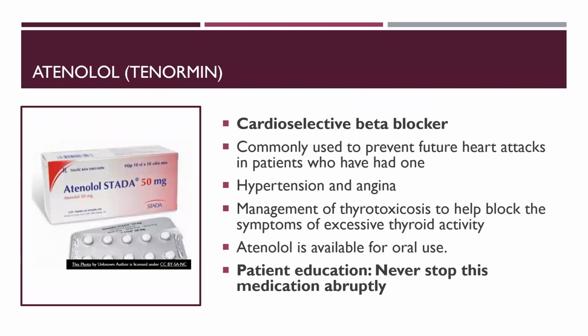The first one we've got is atenolol. It's a cardioselective beta blocker. It's commonly used to prevent future heart attacks in patients who have had one. It can also be given for hypertension and angina, and for management of thyrotoxicosis to help block the symptoms of excessive thyroid activity, and it's available for oral use.